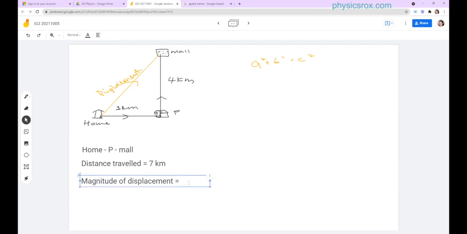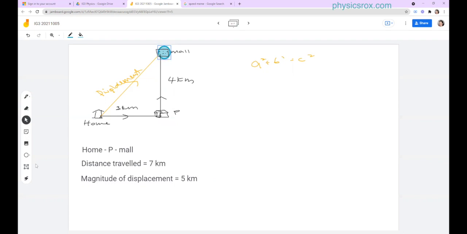Okay, just a little bit more before we finish up today's lesson. So that's how you calculate. You use the Pythagoras theorem to get the answer. Now let's say, I just draw a car. The car went from home, go to P, go to the mall.